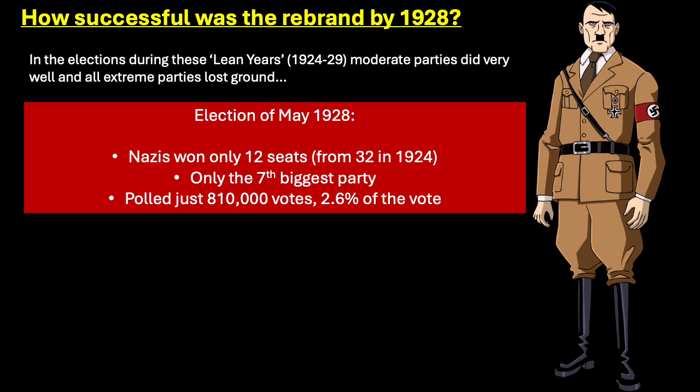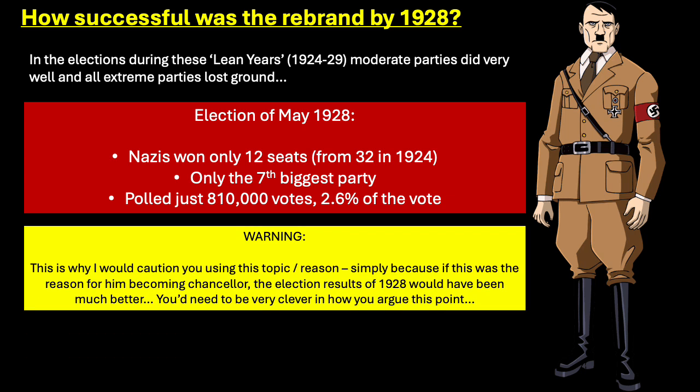So the Nazis win just 12 seats. That's gone down from 32 the year after the Munich Putsch. They're the 7th biggest party and they got 2.6% of the vote. So hopefully you can see that that is exactly why it's hard to say that the rebranding has helped Hitler become Chancellor, because if it was so successful, then they certainly would have got better results than the 1928 election. And hopefully you can see that. So if you are going to do it, folks, then you need to be very clever in how you bring this point around.